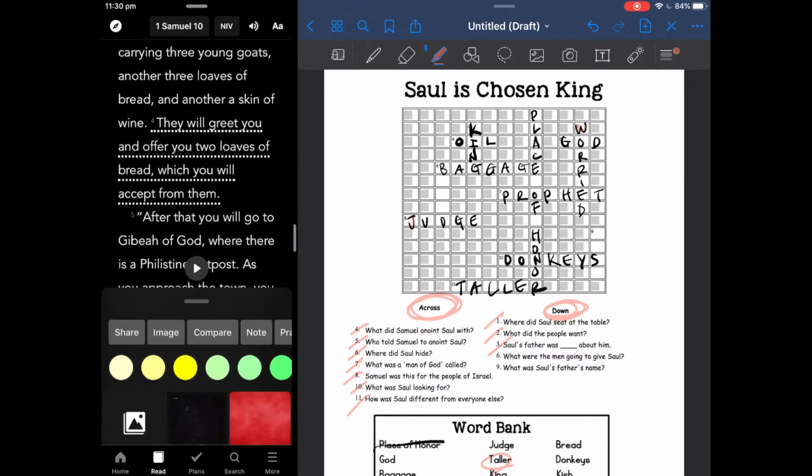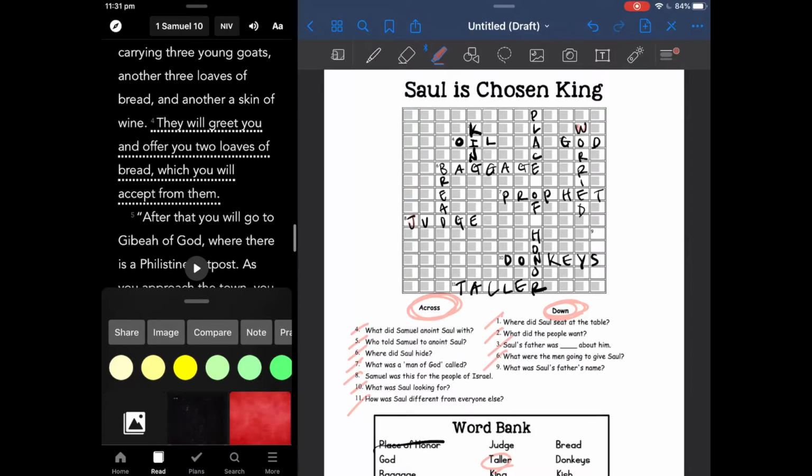It says, "They will greet you and offer you 2 loaves of bread, which you will accept from them." So they were meant to give Saul bread, 2 loaves of bread, not a bread. So I'm gonna write bread here. Ta-da!